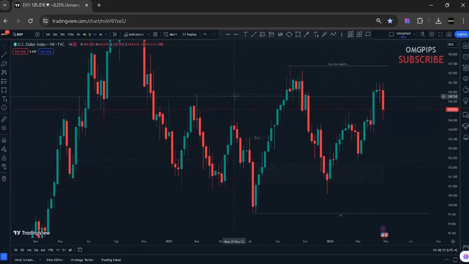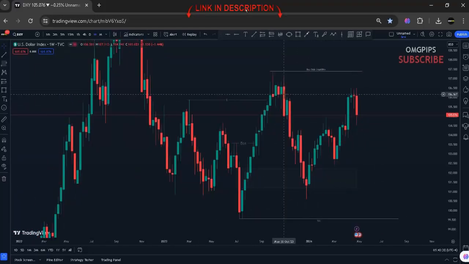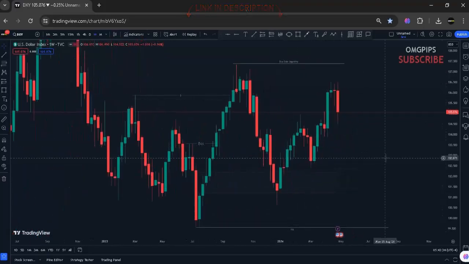So we can see as we have marked these levels, we took out this external liquidity, then price came down and mitigated the internal liquidity, which means the next move is this external liquidity, the buy side liquidity. If you don't know about internal range liquidity and external range liquidity, I'll leave a link down in the description. You can check out the video I did on that, and it will help you find buyers real quick.